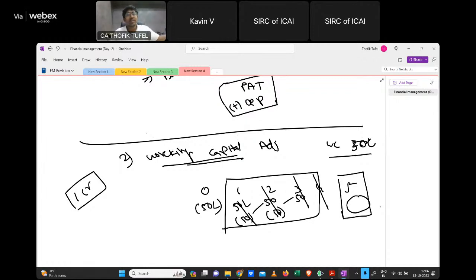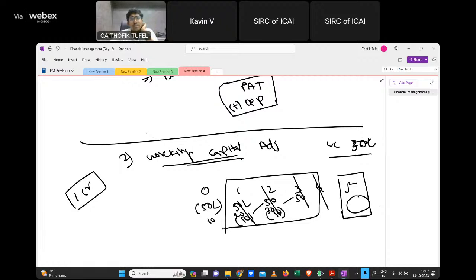Whenever working capital is given, in the 0th year, if nothing is given, assume so. If they have given a bifurcation, say in the 0th year I invest 10 lakh rupees, first year 20 lakh rupees, second year 30 lakh rupees, then you put it like that. And at the end of the fifth year, you directly put 50 lakhs as an inflow. But if the question is silent, always assume that working capital is invested in the 0th year.